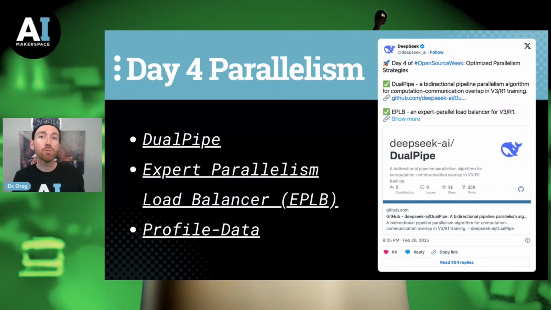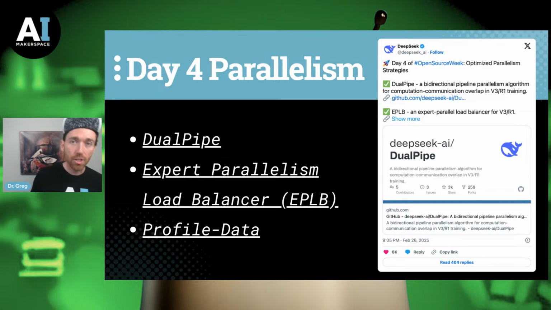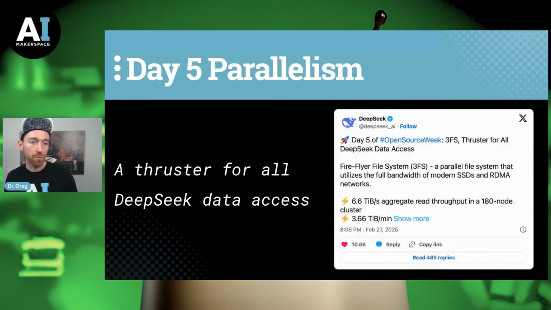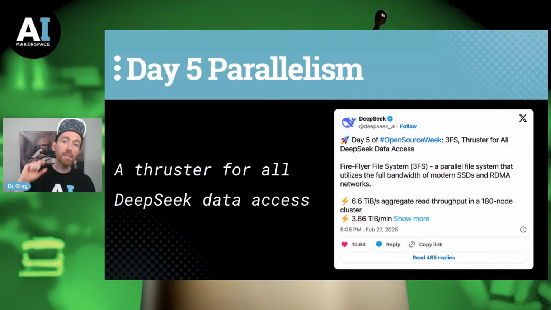These are the components we needed. And we're going to talk about them more in day 6, which was the inference system overview that we've already went through. And then finally, they optimized so much stuff that they got down to 3FS, the Fire-Flyer File System, a parallel file system that utilizes the full bandwidth of modern SSDs and RDMA networks. So at some point, they said, well, how can we rip stuff off our file system even faster?